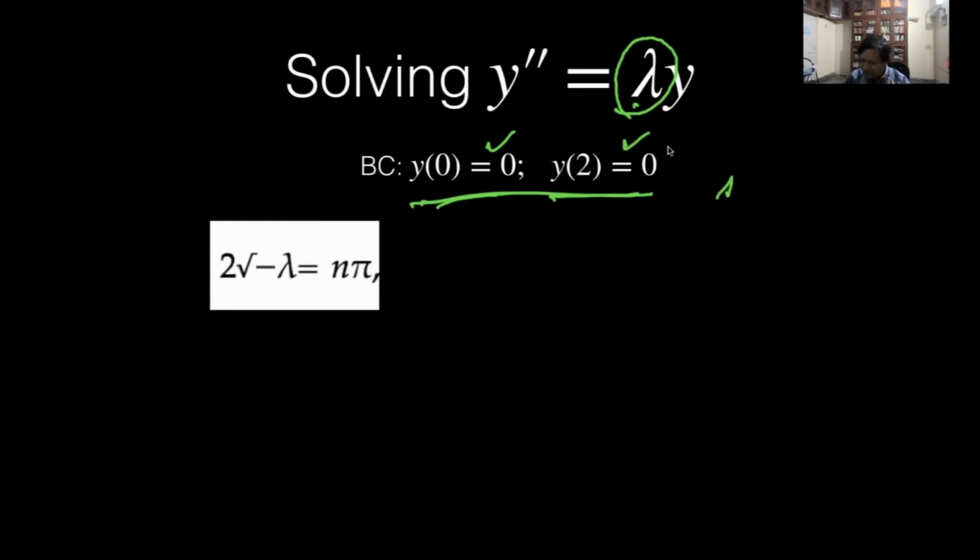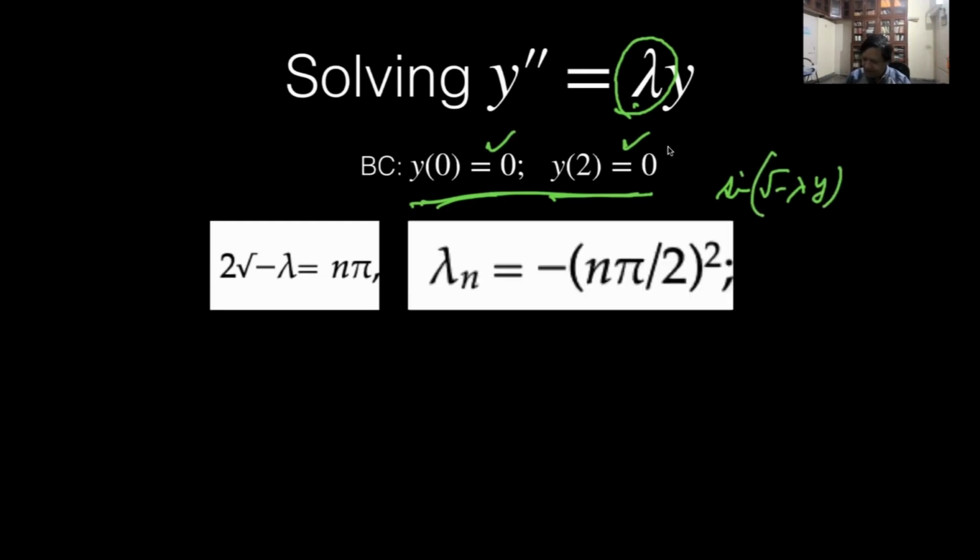So my solution is sine of root minus root lambda y. For satisfying the boundary condition at x equal to 2, 2 times root minus lambda should be equal to n pi. So lambda n is equal to minus (n pi by 2) whole squared. Okay, so that is my solution.